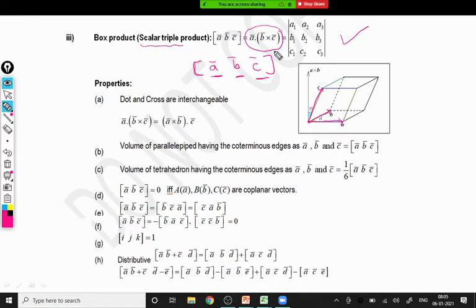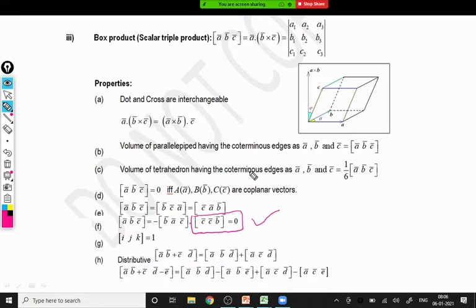Can anyone tell me what happens in a determinant when any two rows are identical? Zero. Very good. Whenever any two rows of a determinant are identical, the value of that determinant is zero. Because of this, if you observe one of the properties written here, the box product [C C B] is 0. That means if one of the vectors repeats in the box product, the value of that box product is 0 because of the property of the determinant. If one of the properties comes in the exam to prove, the proof is just by the property of the determinant.